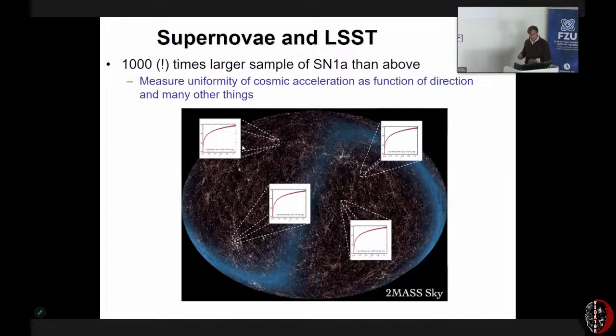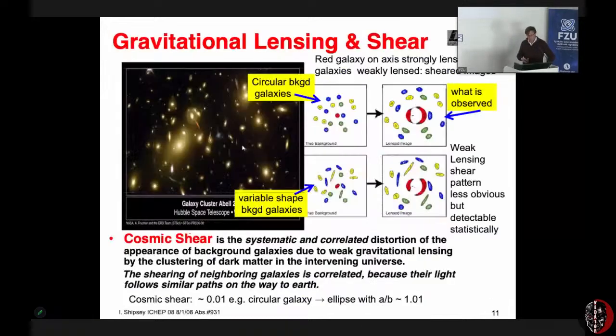Now let me talk a little bit more about the probes for dark energy. As I said, supernovae are one of the probes. LSST will have a 1,000 times larger sample of standard candles than before, and that allows not only confirmation, but also enough statistics to measure uniformity of cosmic acceleration as a function of direction and many other things. So that illustrates this uniformity concept.